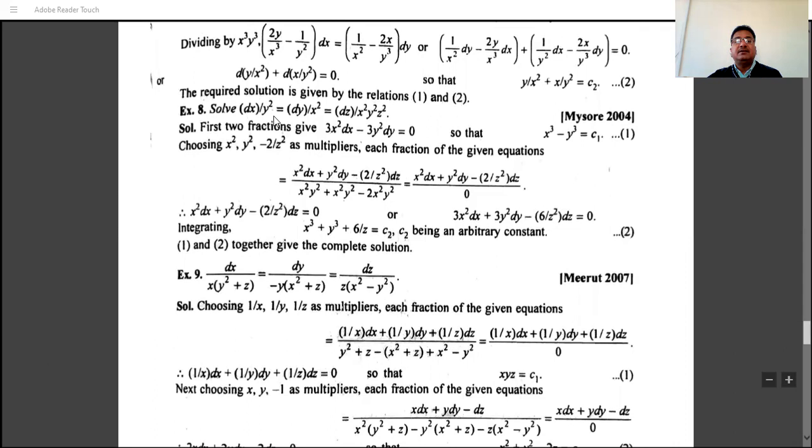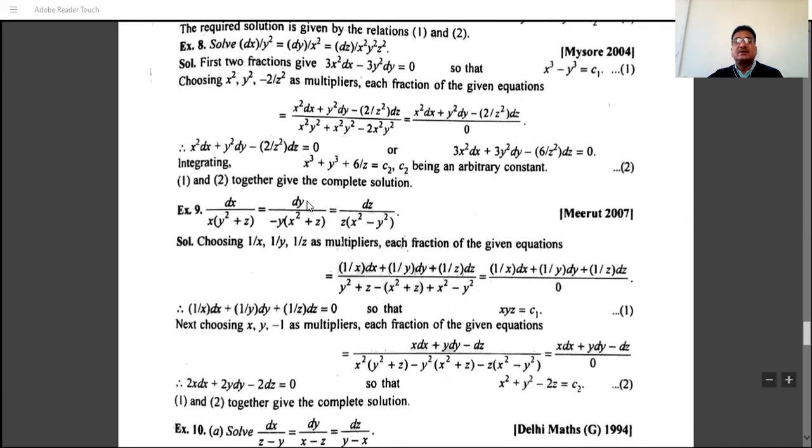Next, problem number 8. Again the same type. Use multipliers x square, y square, and minus 2 by z square. So each ratio is equal to, and this answer is 0. And then after integration, we have this answer.